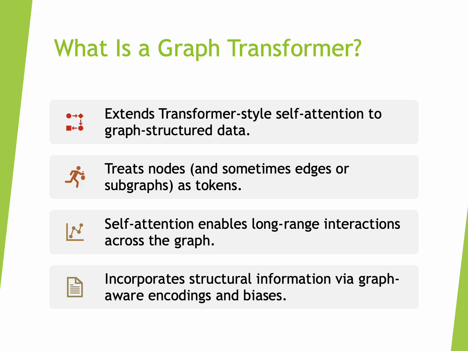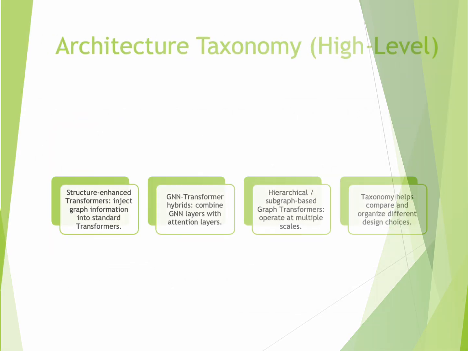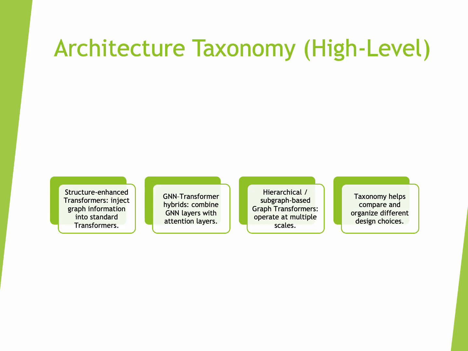So next is, what is the architecture taxonomy? The survey proposes a taxonomy of graph transformer architectures. Broadly, it categorizes them into structure enhanced transformers, which modify the standard transformer to be graph aware. Then come GNN transformer hybrids, which combine GNN layers and attention layers, and hierarchical or subgraph based models, which work at multiple scales to handle large graphs. This taxonomy helps us understand the design space and compare different approaches.